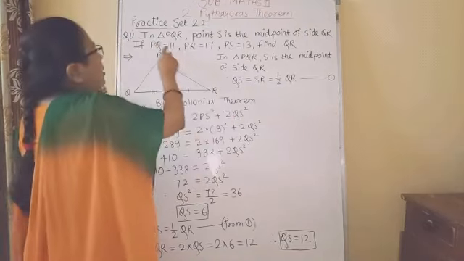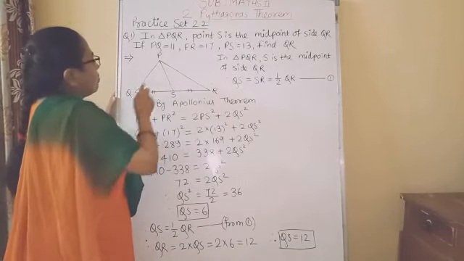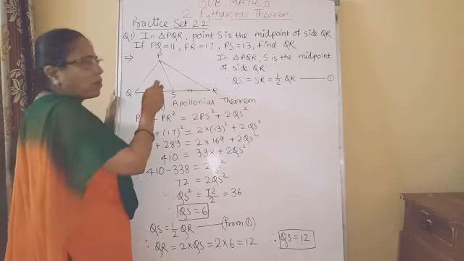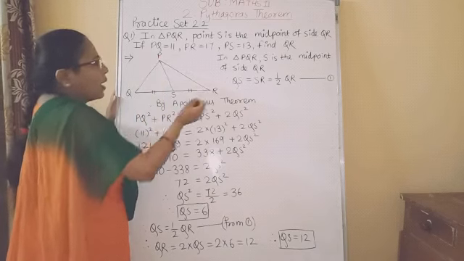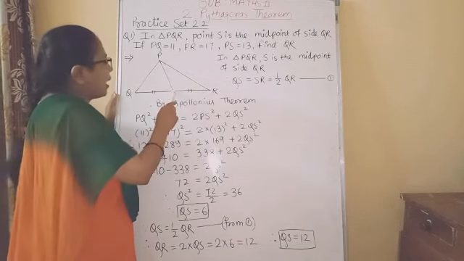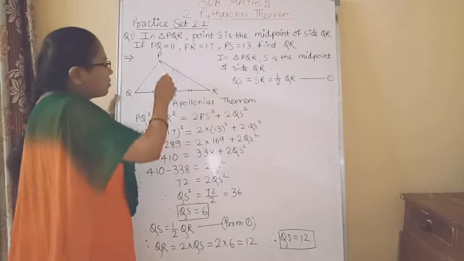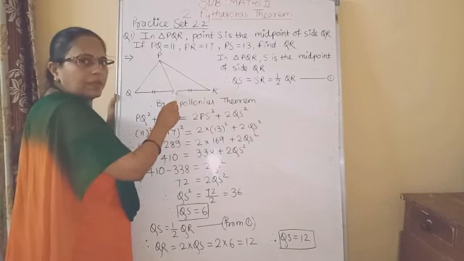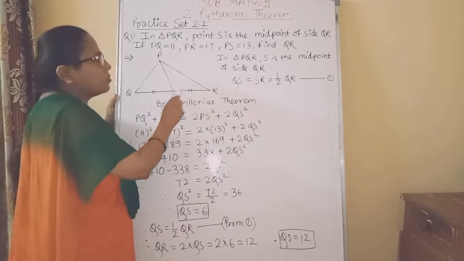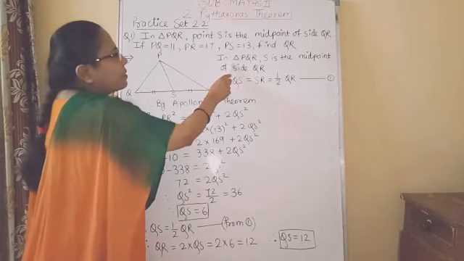Okay. So according to the given statement, we will draw the figure. We will draw triangle PQR. In this triangle, S is the midpoint of side QR, and then we will draw segment PS. Okay, so let us start with the solution. First we will write the given part.